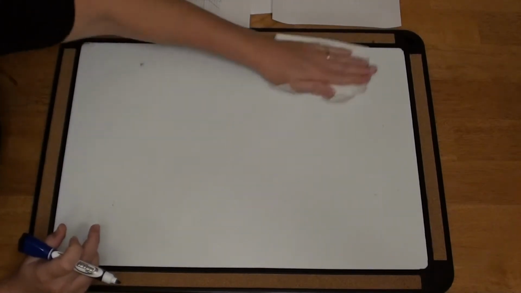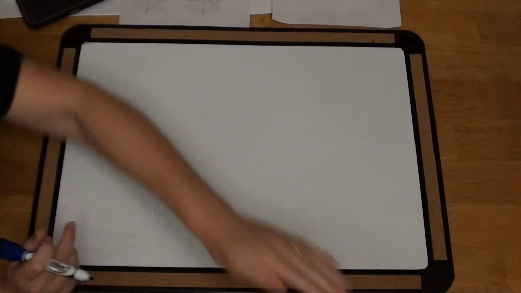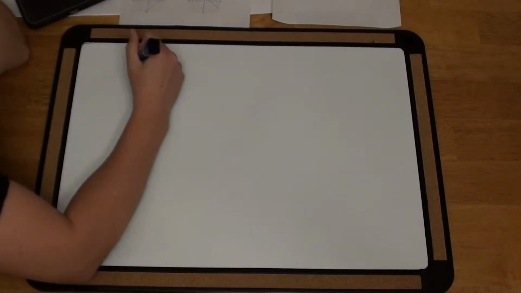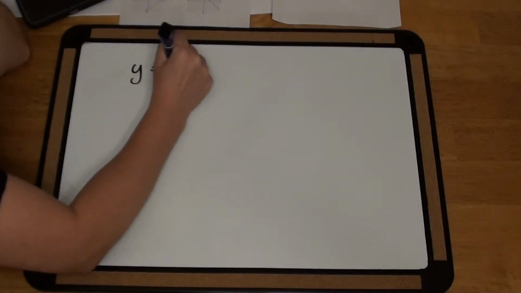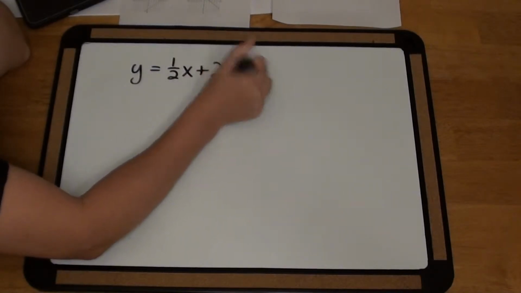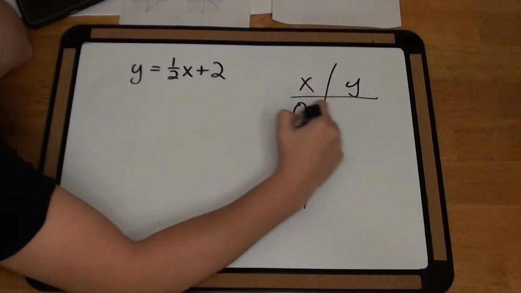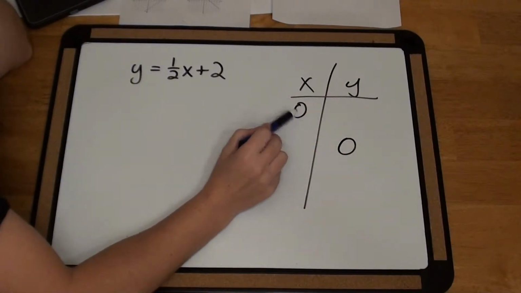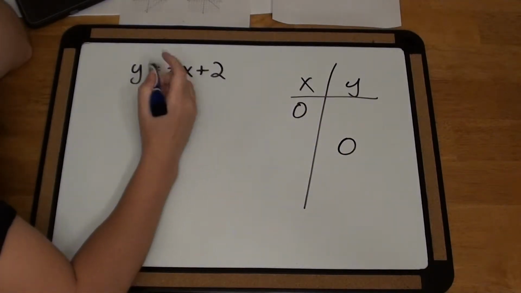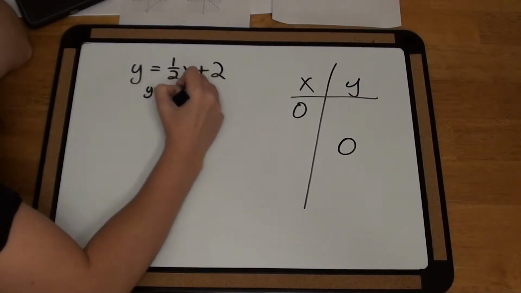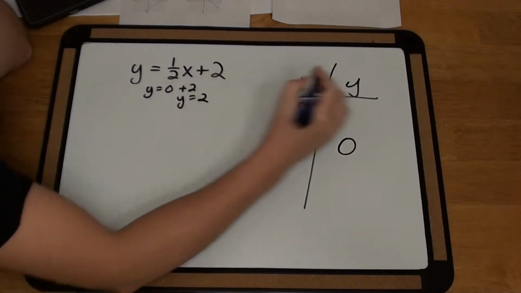Okay, so always look for the 2 points and then draw the line. So we'll do another one like this. Let's do y equals 1/2 x plus 2. Even in this situation, even though there's a better way to do it, I can come up with 2 points by putting in 0 in for my x. I would get y equals 0 plus 2, so y must equal 2.